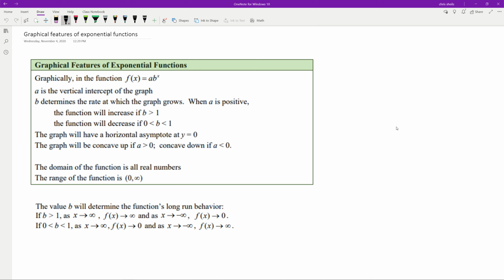The graph of a times b to the x will have a horizontal asymptote at y equals 0. It will be concave up if a is positive and concave down if a is negative. Notice that if a is 0, this function does exist, but it's a horizontal line instead of an exponential function. The domain of this function will be all real numbers. There's nothing that I can't plug into this function. The range of this function is going to be from 0 to infinity.